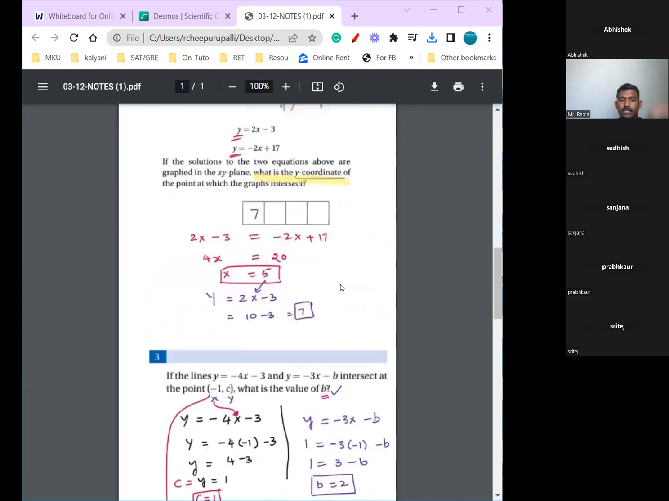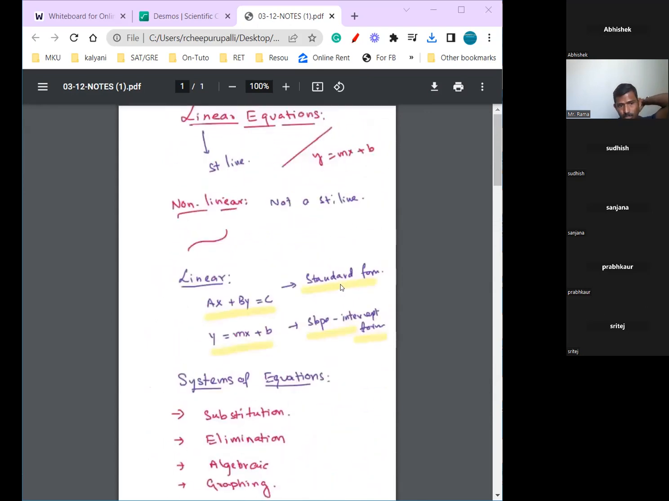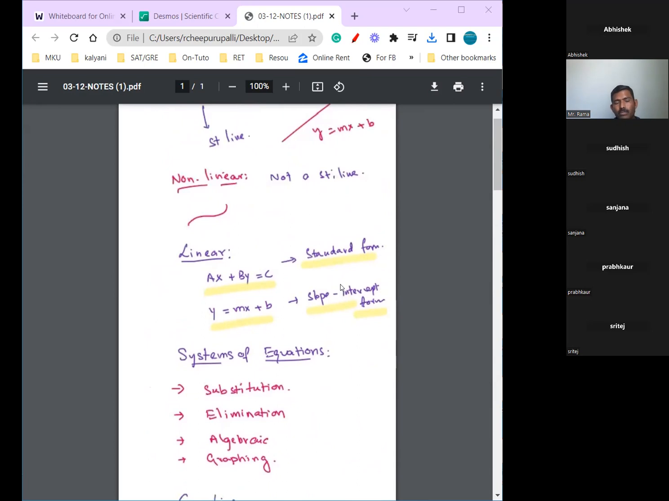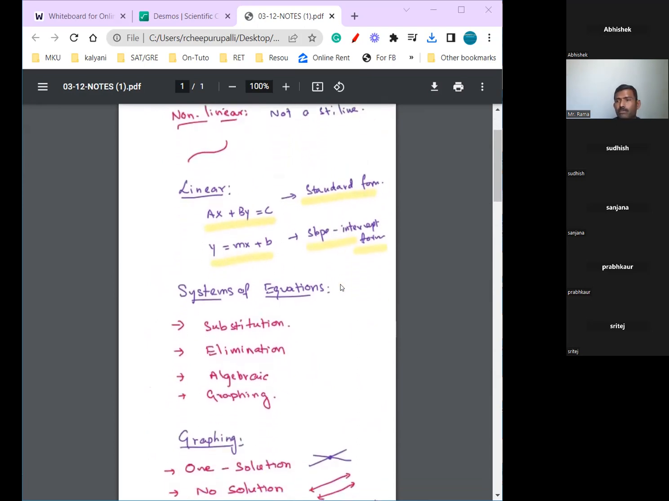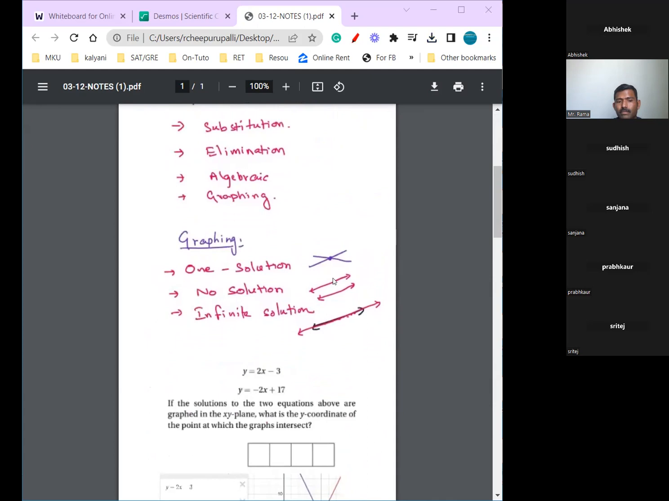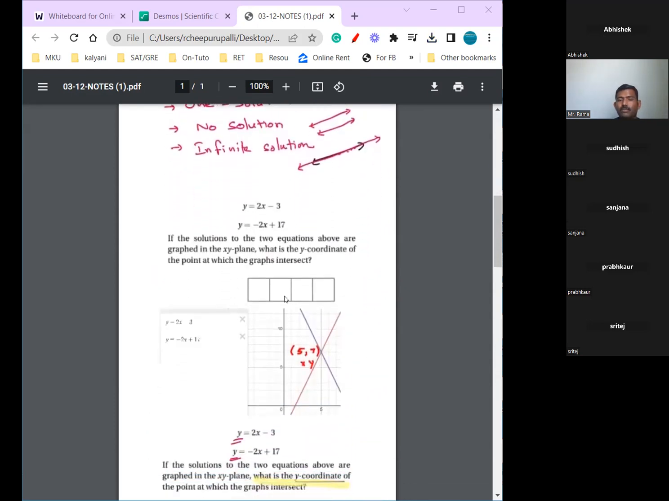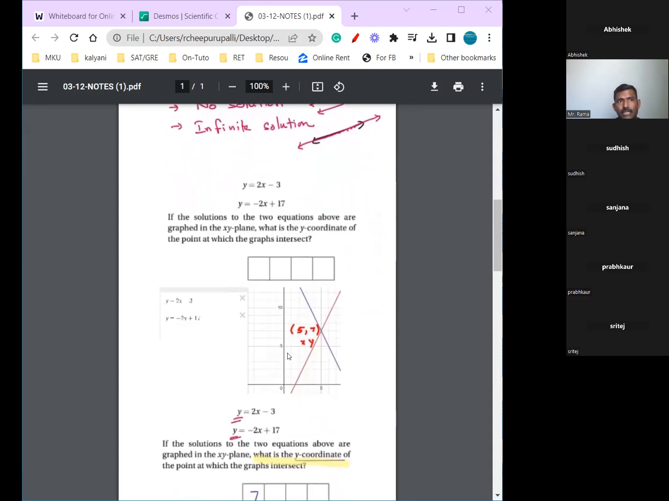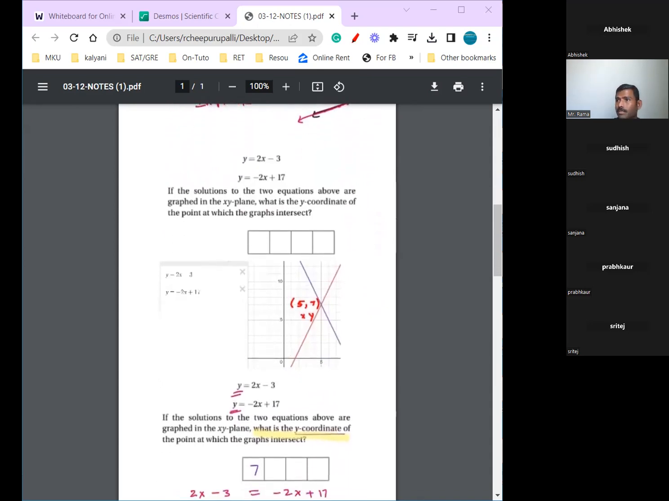Awesome. Just a quick review: in the last class, we talked about linear equations, which covers a lot of pre-algebra and a little bit of algebra, but not most of it. We talked about how to solve or simplify equations using elimination, substitution, algebraic, and graphing methods. We briefly discussed what one solution, no solution, and infinite solutions look like.